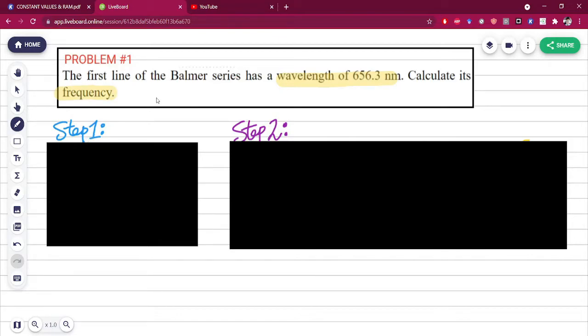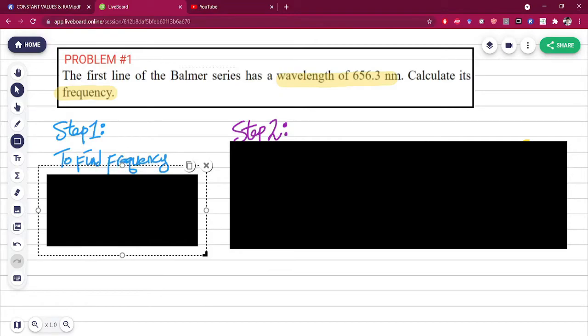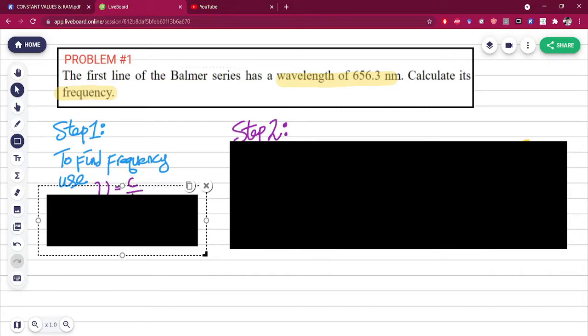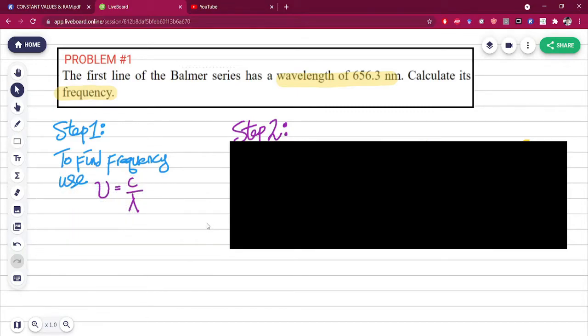At first glance, I think some of you would know which formula you need to use to solve these problems. There will be 2 steps for problem number 1. First, you need to find the frequency. You have to decide which formula you need to use, and the correct one is this. This is the symbol for frequency, and c is the speed of light. Frequency equals speed of light over wavelength.